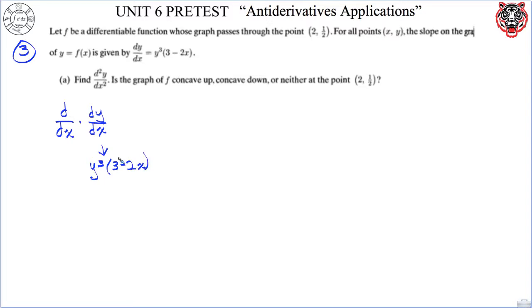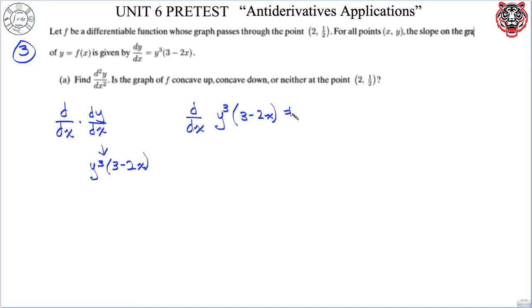I could go ahead and distribute that y cubed into here. I think it'll be easier if I leave it in this form. I need to find this thing with respect to dx, and then plug that in here and then multiply it. So what is this thing when I take d/dx of this? d/dx of this whole thing, y cubed times 3 minus 2x. That I think is going to be a little bit hard because there's going to be a quotient rule. Let's get rid of the quotient rule.